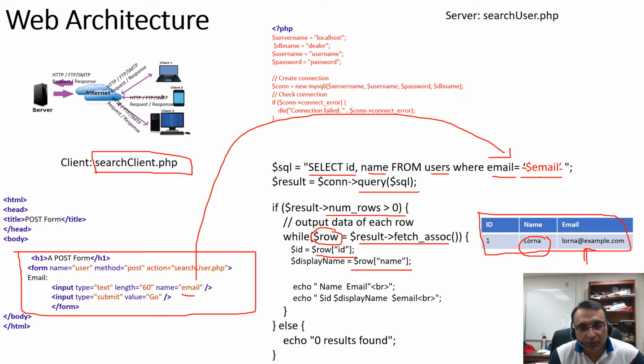We are fetching that one record, one row ID and row name. And then we will put them into PHP variables, and then we display them, these two things in here. Okay, ID and display name and also email. This email is coming from the previous page.